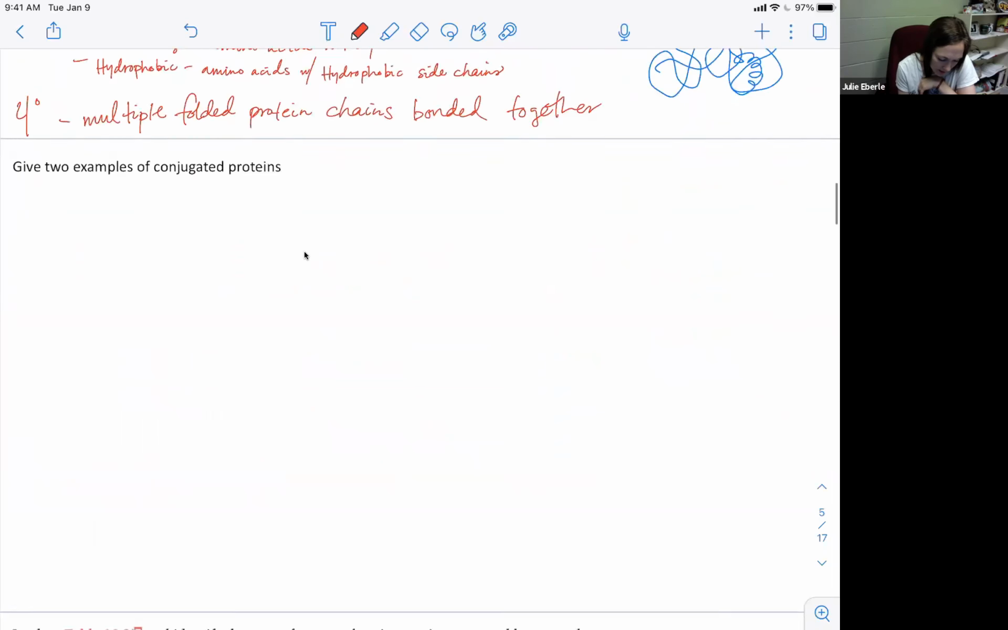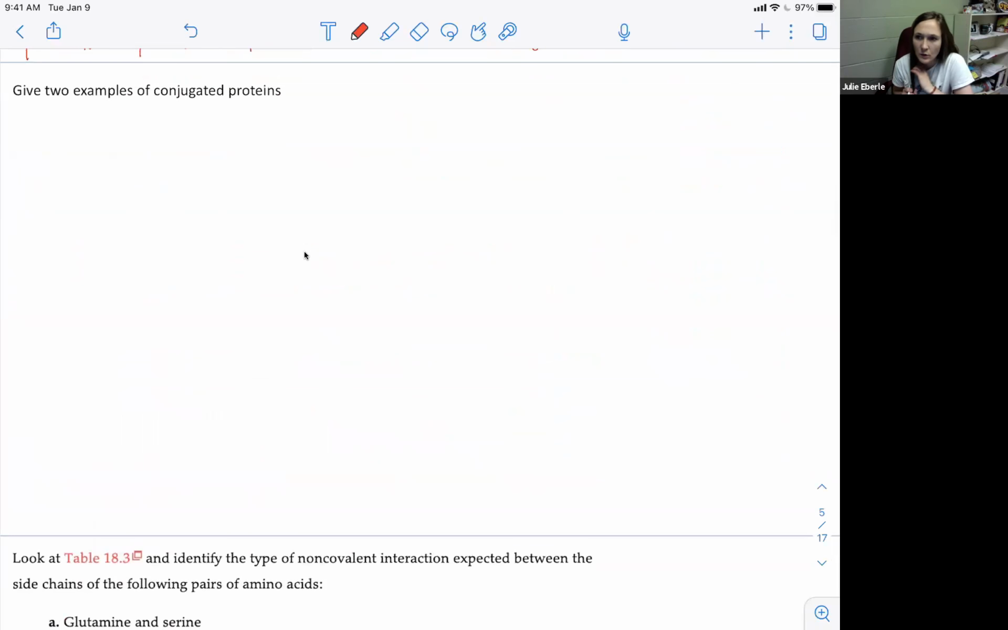Let's try to keep going. Y'all please slow me down though if you have questions. Give 2 examples of conjugated proteins. So I don't mean you have to specifically say the name of the protein, but 2 kinds of conjugated proteins. Anybody remember types of conjugated proteins?